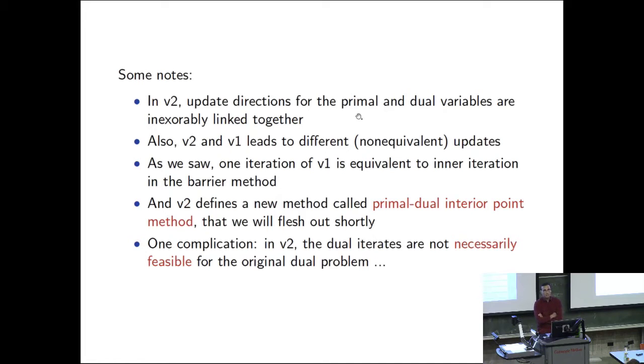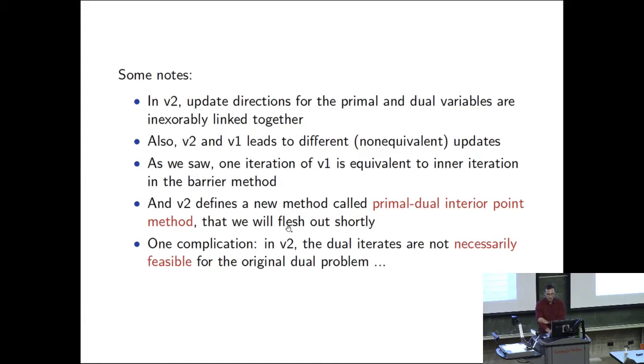They're not equivalent. Partially solving a nonlinear system, applying Newton's method, is not the same as applying Newton's method to the original system. So they're not the same updates. As we already saw, version 1, which did this partial solving for u, is equivalent to one inner iteration of the barrier method. So it's another way of viewing the barrier method. And this version 2 leads to a method that we're going to call the primal dual interior point method.